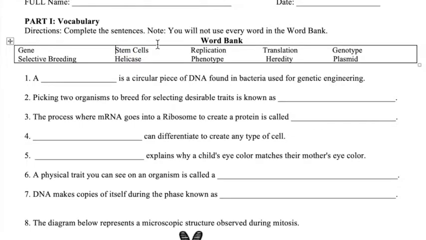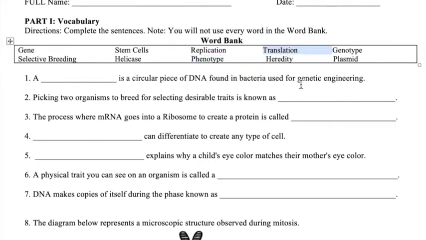Stem cells are cells made by your body that can turn into any type of organ. Like any cell can turn into your heart and that sort of thing. And so in that case, this is also not a circular piece of DNA. Helicase is an enzyme that unwinds DNA. That is not a circular piece of DNA. Replication means when DNA makes a copy of itself. Again, not here. Phenotype is the physical expression of a characteristic, which means hair color, eye color.